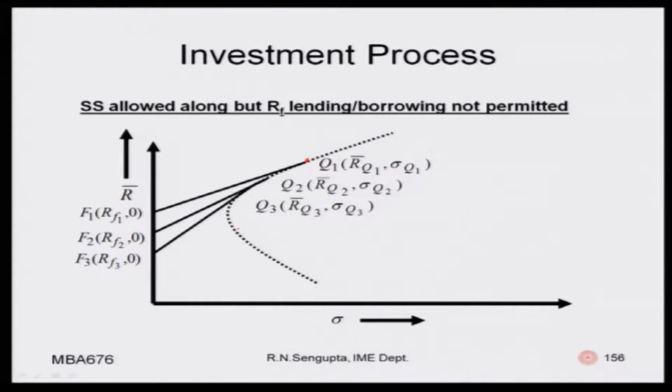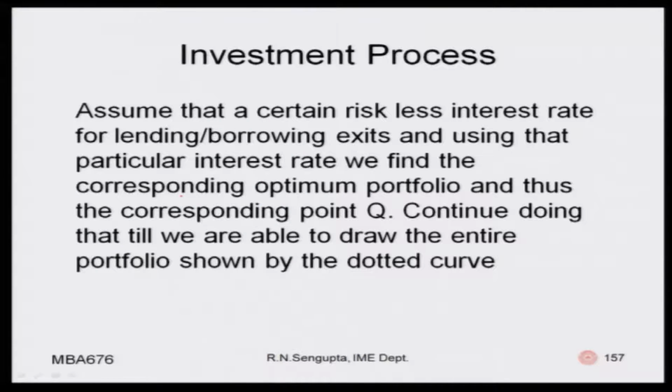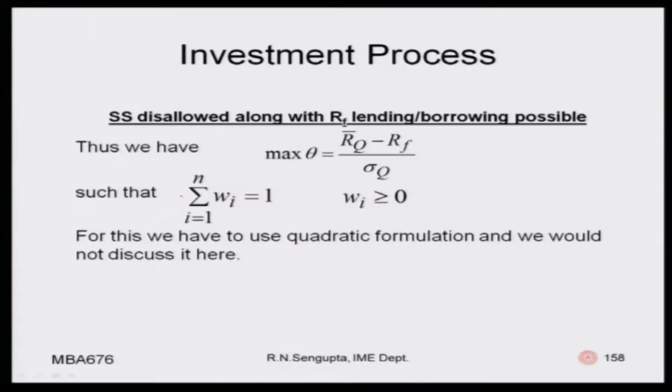Join Q1, Q2, Q3, Q4, everyone, and then ignore the RFs. So, what you have is basically the efficient frontier, considering that there is no lending and borrowing at the risk-free interest rate. That means there is basically no risk-free interest rate as such for you. So, assume a certain risk-free interest rate exists for lending and borrowing. We find the corresponding optimum points as we change the values of RF, continue doing so and join the points, and we get the efficient frontier.